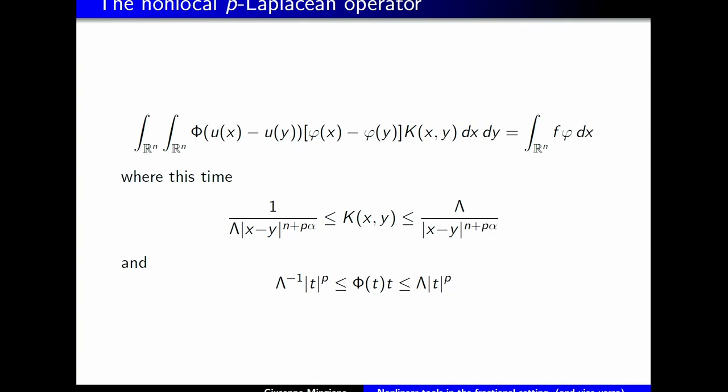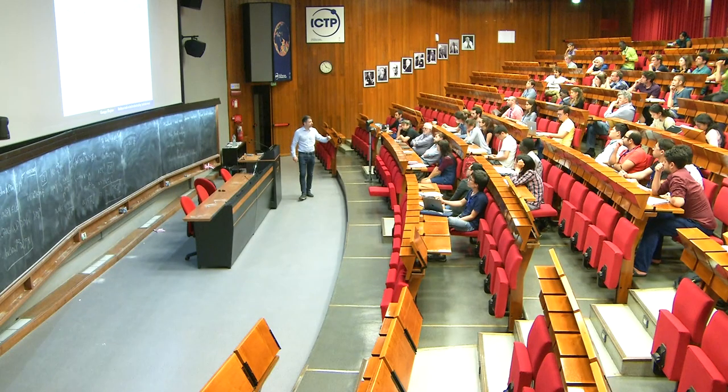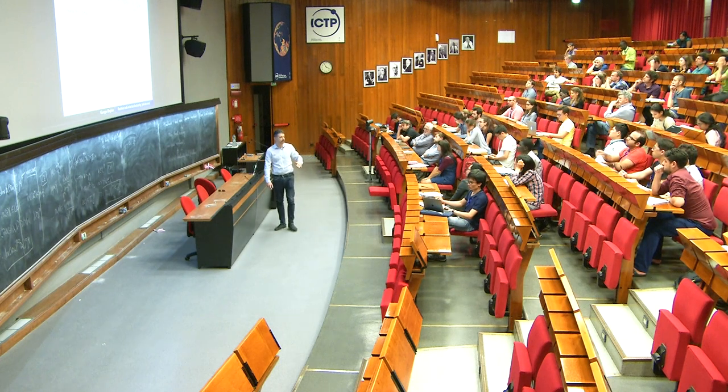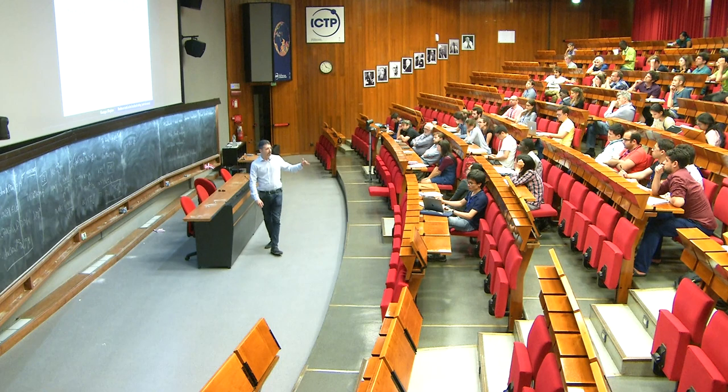We go to the p range, and now we produce ellipticity at the p level. And now this is the non-local analog of the classical p-Laplacian operator. So we have produced the fractional version of the Laplacian, then linear equations with measurable coefficients, non-linear equations with measurable coefficients, and degenerate equations with measurable coefficients. So these are the three cases.